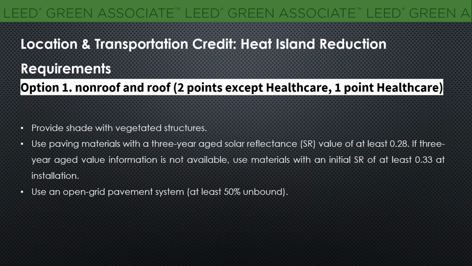The remaining strategies LEED suggests are: provide shade with vegetated structures, because they are low environmental impact structures. Then use paving material with a 3-year aged solar reflectance value of at least 0.28. If 3-year aged value information is not available, use material with an initial SR of at least 0.33 at installation. It is the same as the shading structures which we discussed in the previous slide. And also use an open grid pavement system.